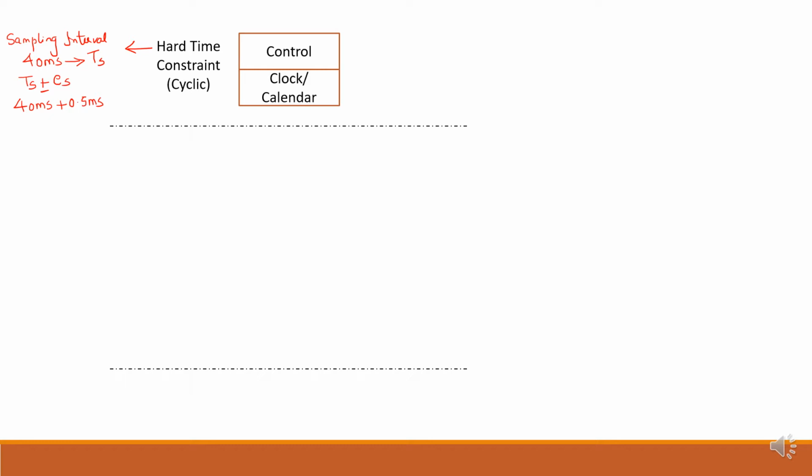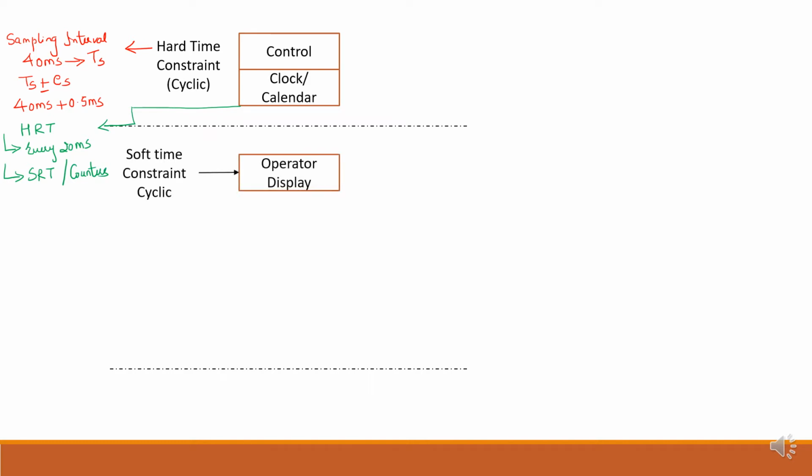The next module is the clock module. It also has a hard real-time constraint, because this module is made to run every 20 milliseconds in order not to miss any clock pulse. Hence it is a hard real-time system. However, we can make it a soft real-time system by using some additional hardware, that is counters.